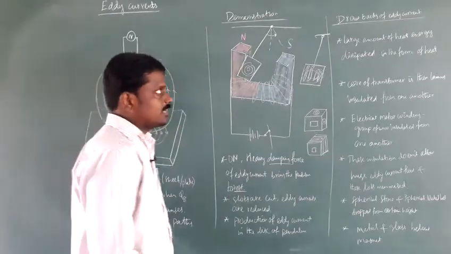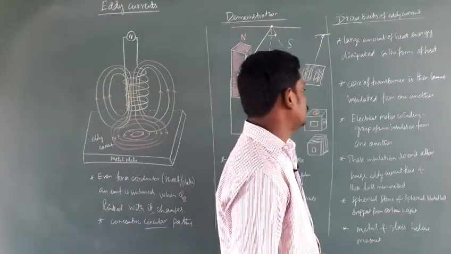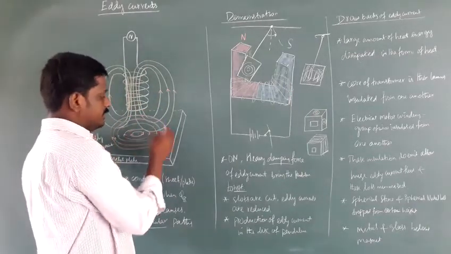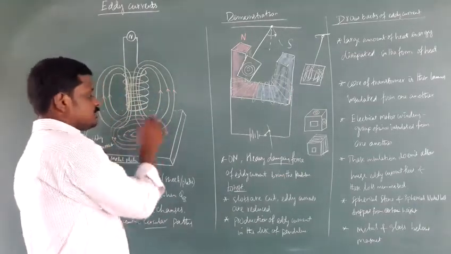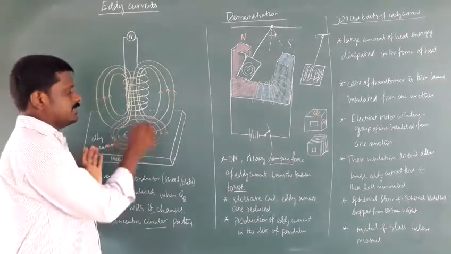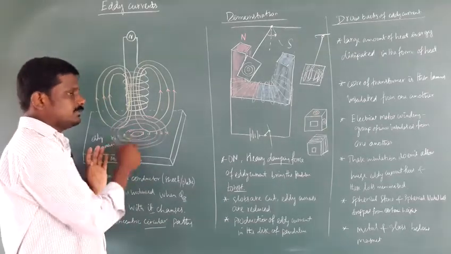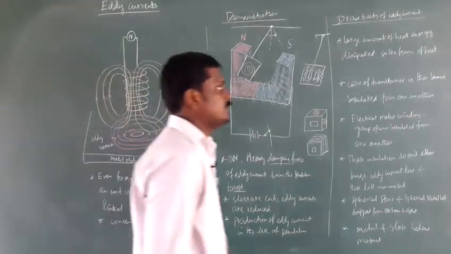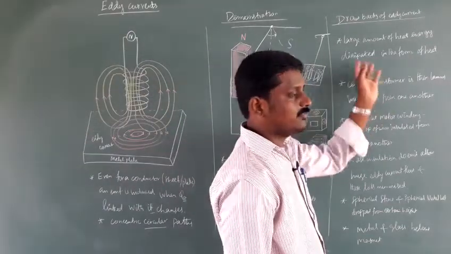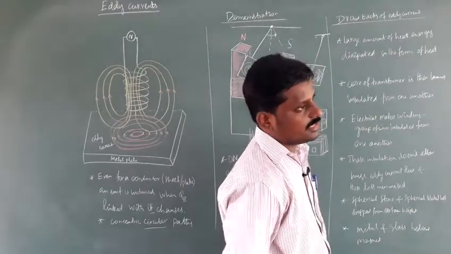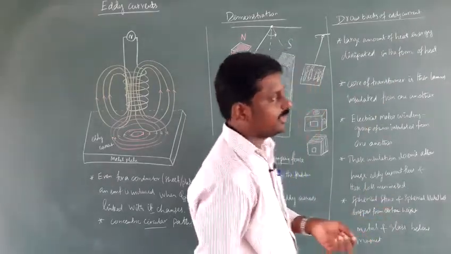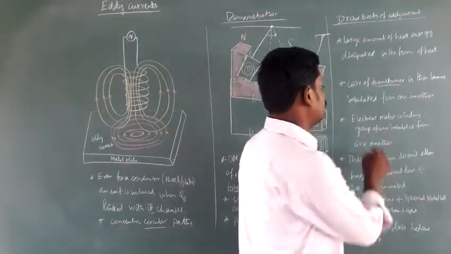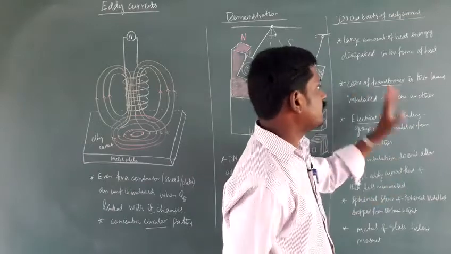Finally, what are the drawbacks of eddy current? If a coil is placed near a metal plate, an induced current, the eddy current, flows in a circular path. A large amount of energy is dissipated in the form of heat, so there is a loss of energy. To minimize this loss of energy as heat, they take two examples: one is the transformer and the other is the electrical motor. First, the core of a transformer.